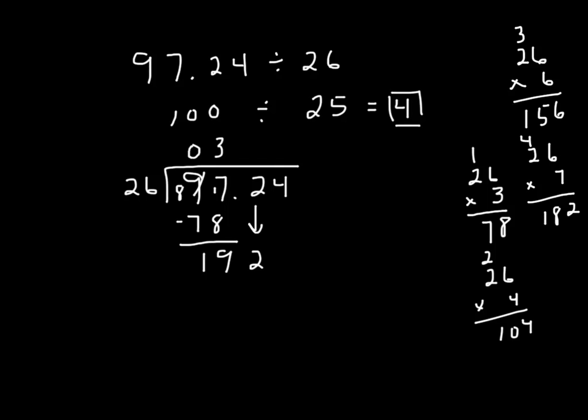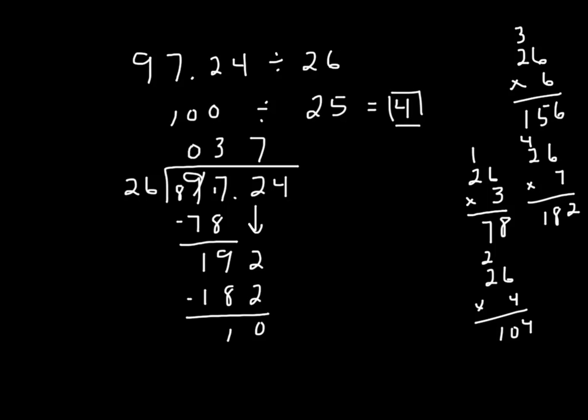192 divided by 26 is going to give me 7 groups. Divide, the answer goes up at the top. 7 times 26 is 182. Multiply, the answer goes on the bottom. And it's time to subtract. 192 minus 182 is 10. Leaves 10 left over. 10 is less than 26.